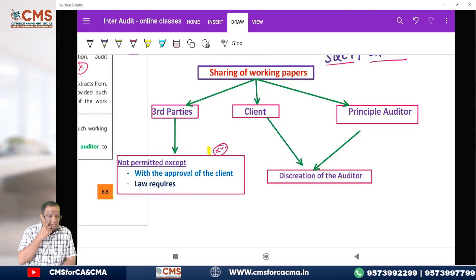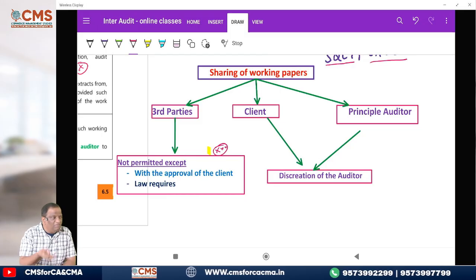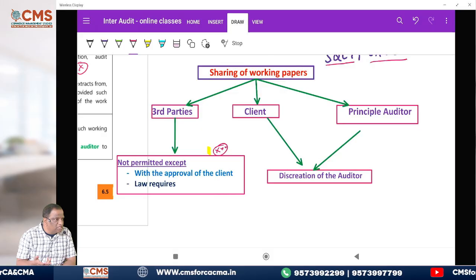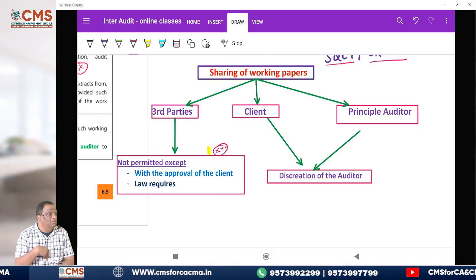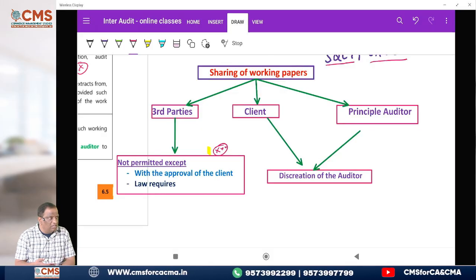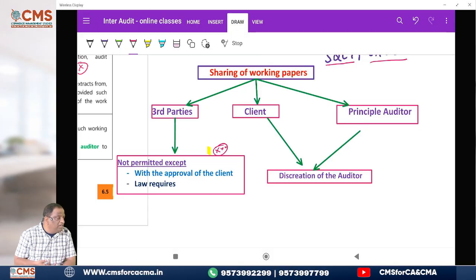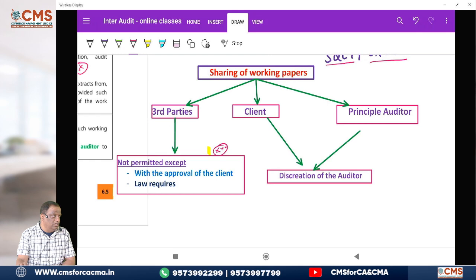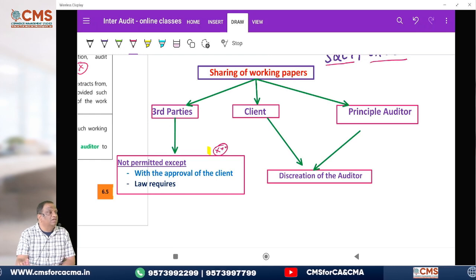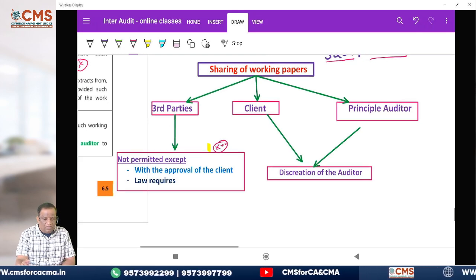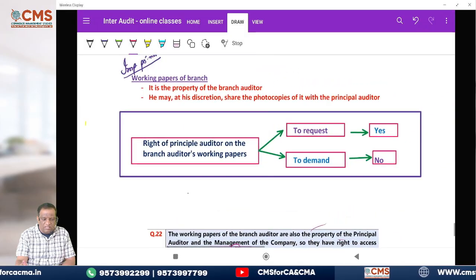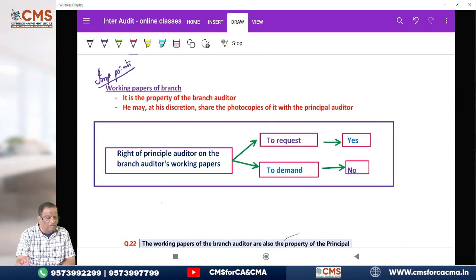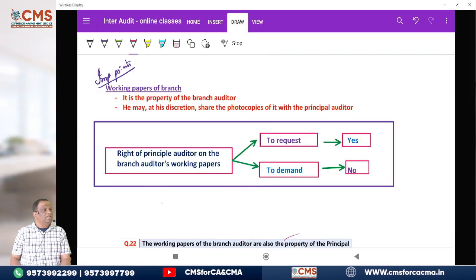But the client whose data I have is himself asking, because maybe his data got destroyed in a fire accident, or he misplaced it or something like that. Now the client himself is asking me, give me a copy of it. Can I give it to the client? It is the discretion of the auditor. It is not mandatory that I have to give it. Then can I give it to the principal auditor? Here there is a branch auditor and a principal auditor. I suggest you be good with this diagram, because there is scope for a question on what the rights are.